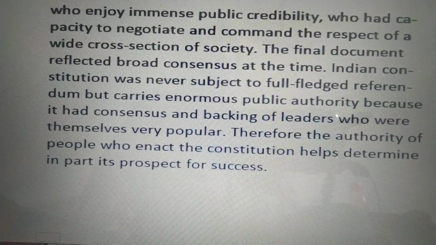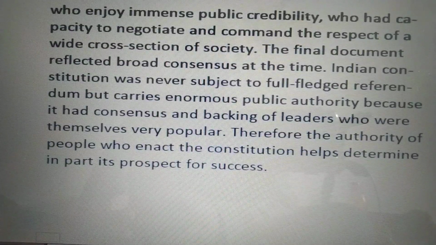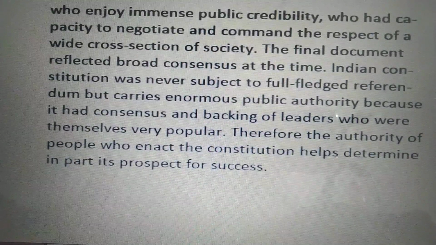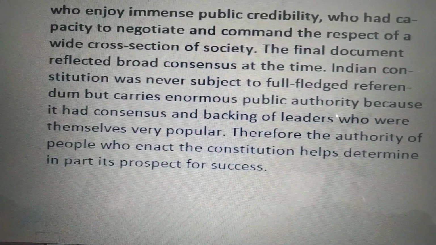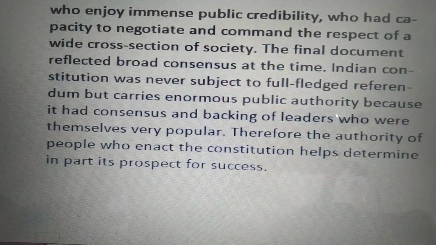This gave the public authority to the Constitution, though there was never a full-fledged referendum conducted to make the Constitution in India. But because these leaders were immensely popular, they had the backing of masses, the Constitution that was written had the public authority. This made the Constitution an effective one.